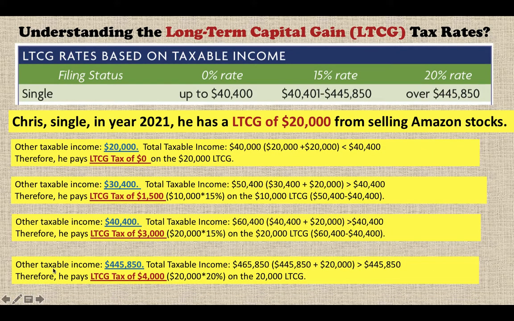How about if Chris's other taxable income is 445,850? You can see this amount is exactly equal to the threshold for the 20% rate here. So if you add the long-term capital gain, the total taxable income is greater than the upper limit of the 15% rate. So all of the $20,000 capital gain will be taxed at the 20% rate, which gives you a long-term capital gain tax of $4,000.